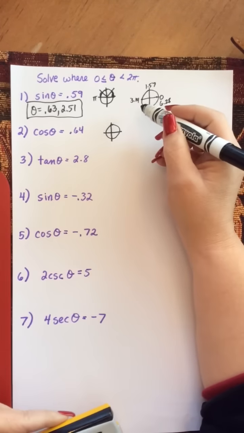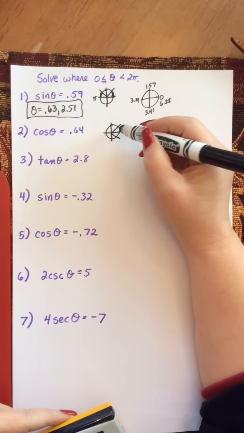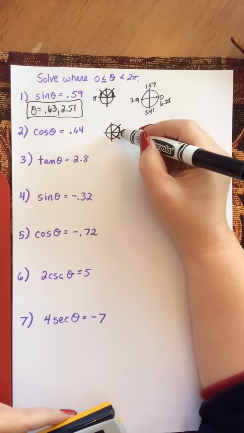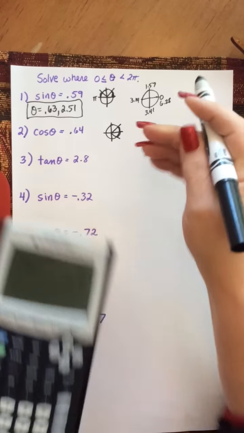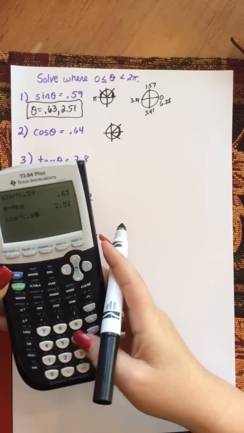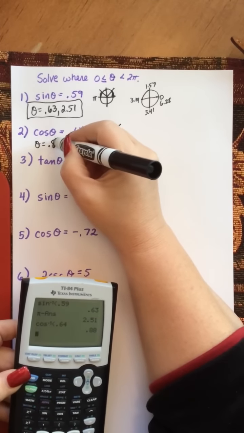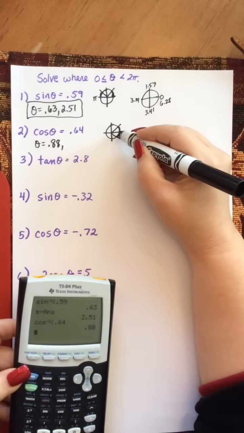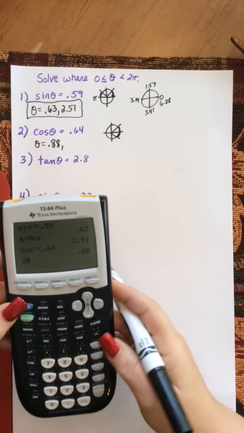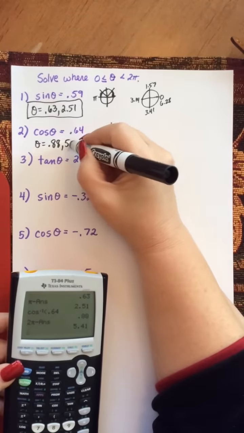So I ask myself, where is cosine positive? Cosine's like x, x's are positive in the right hemisphere. So the calculator will give me this answer first. Then to find the second, I'll say 2 pi minus that answer, okay? So I'm going to go second cosine, because that's the angle finder button, 0.64, and my answer comes out to be 0.88. I want this answer to be less than 2 pi, so I'm going to say 2 pi minus that answer, and that gives me 5.41.